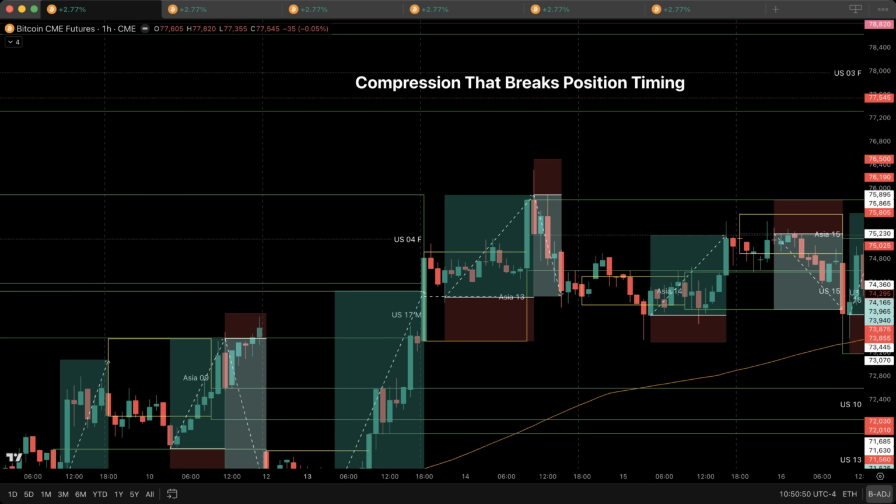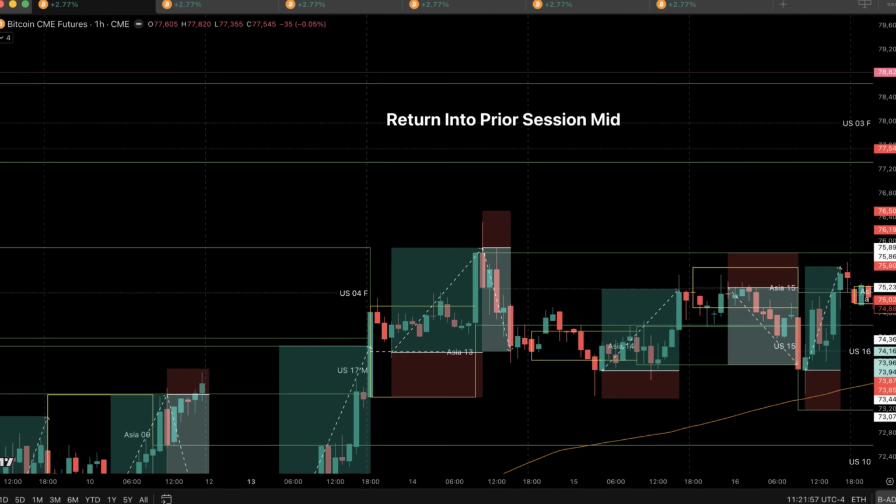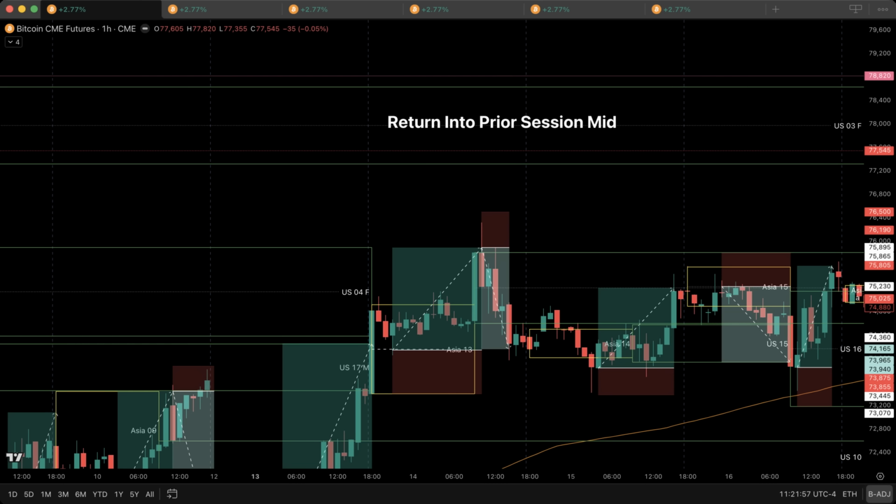You are not missing entries. You are inside compression with limited distance. And inside compression, timing breaks. Execution conditions remain in transition. Price opens inside prior structure, but it does not expand.